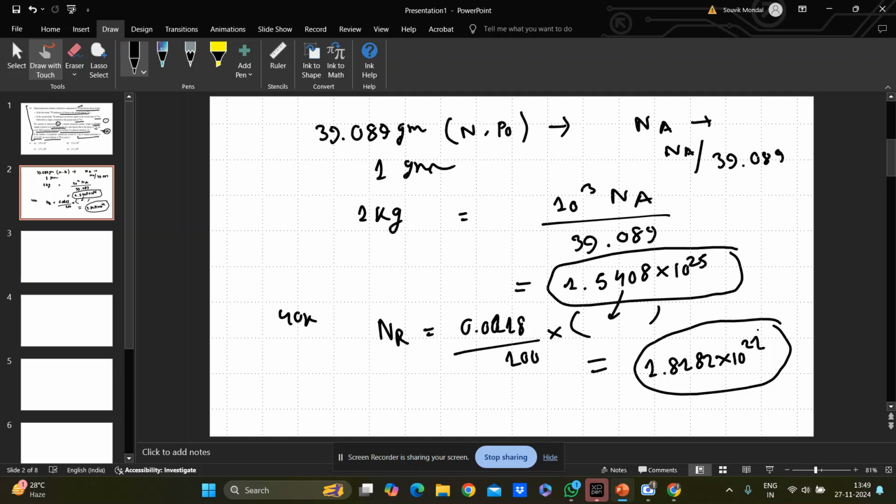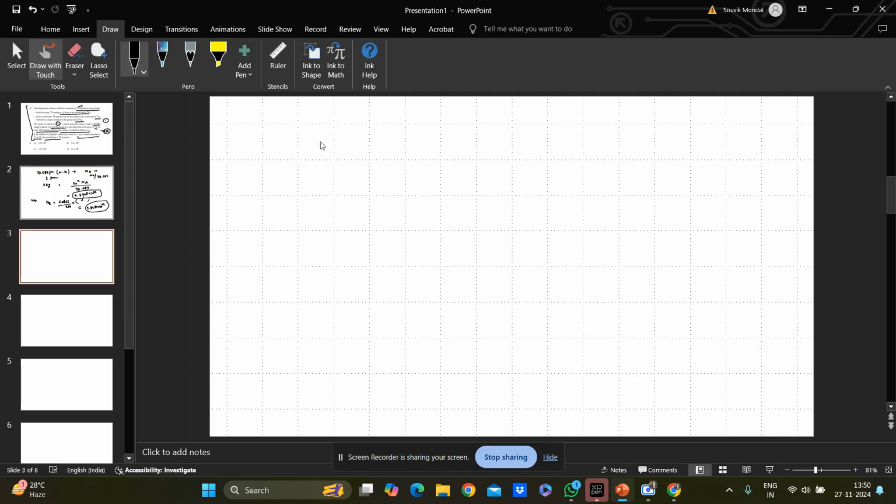8182 × 10^21. This is the number of radioactive particles. Okay, now there comes the important part. This number NR will decay, but in two decay modes, the beta and the gamma. So if total beta plus gamma is 112, then out of this 112, beta will contain 100 and gamma will contain 12. Okay, this is given in the question.